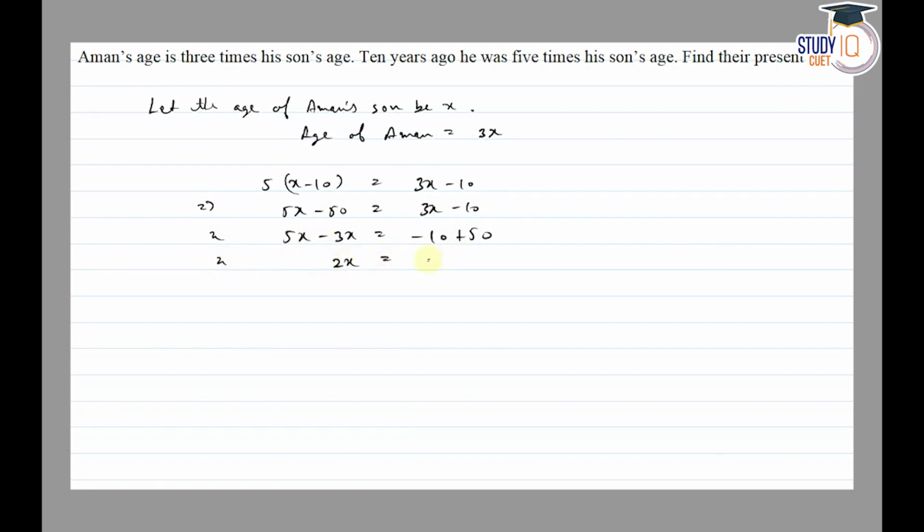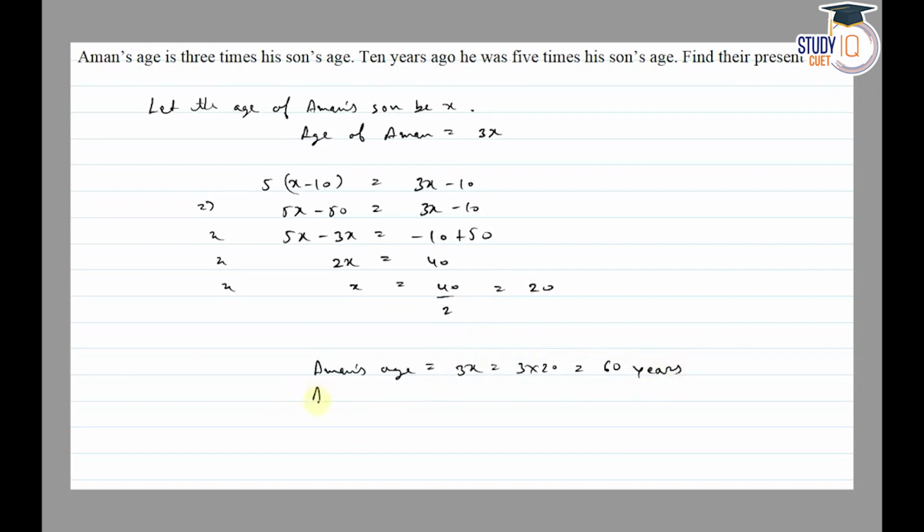2x is equal to 40. So x is equal to 40 by 2 is equal to 20. So Aman's age is equal to, so Aman की एज हमने assume करी थी 3x. So 3x is equal to 3 into 20 is equal to 60 years.